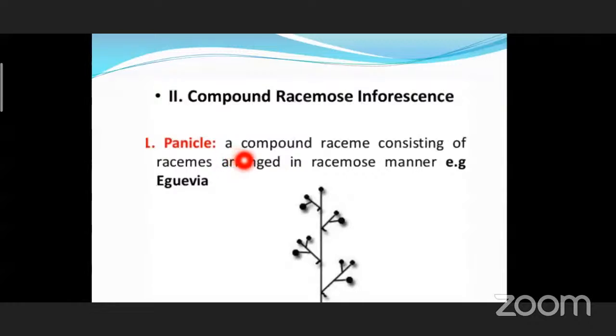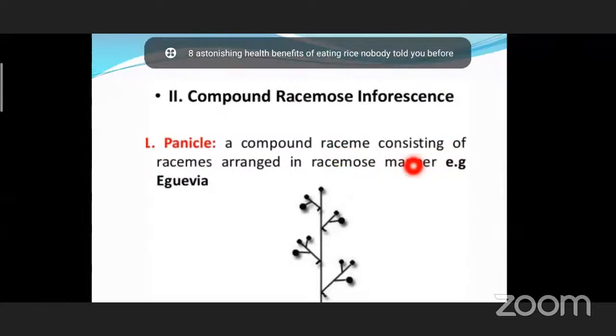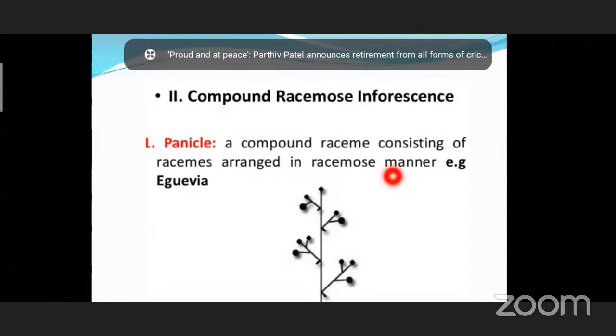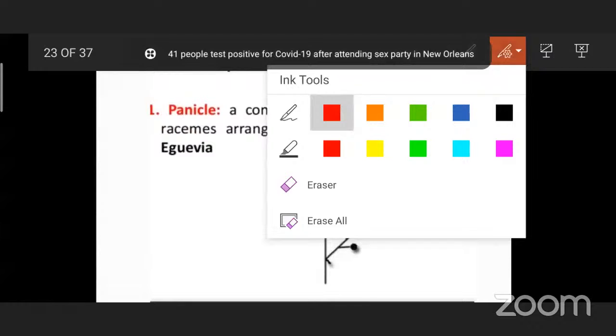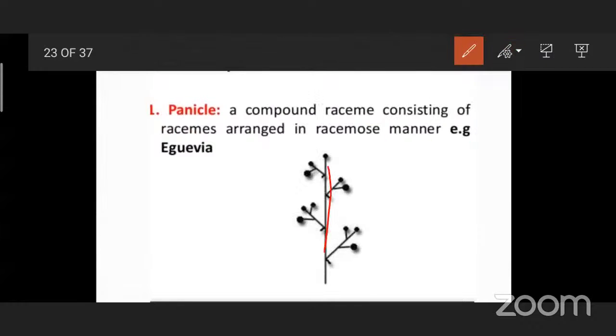The panicle is a compound racemose inflorescence consisting of racemes arranged in a racemose manner. Example here. This is the main axis. Branches arise from it. Their flowers are arranged in sympodial branching. One of the characters is that sympodial branching is a definite character. Okay, these are flowers.